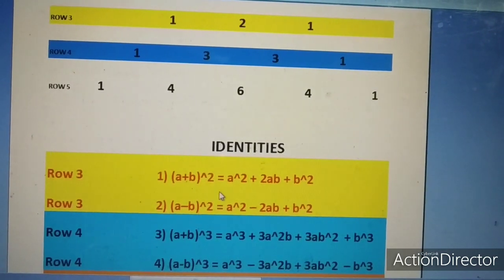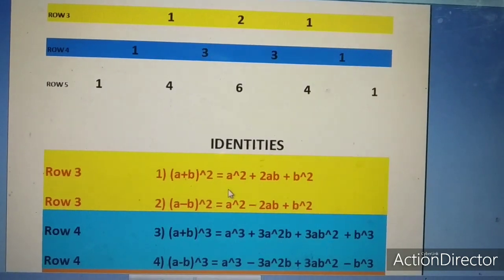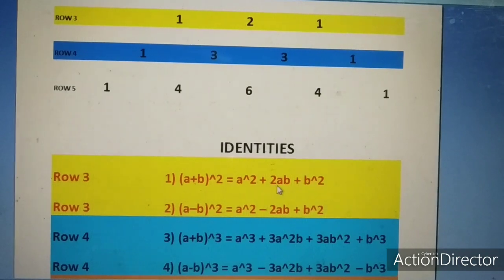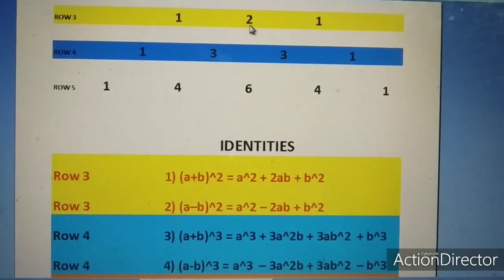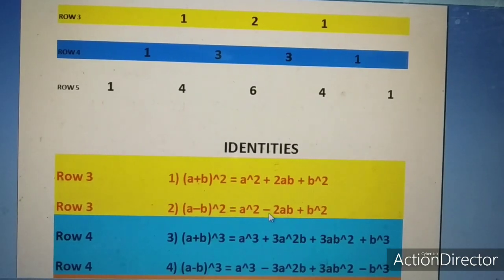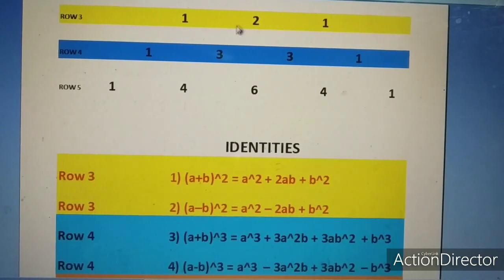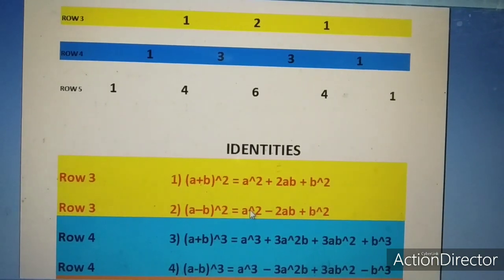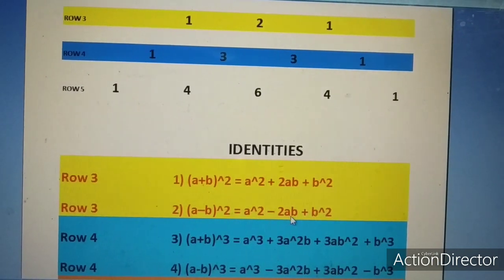(a + b) whole square is equal to a square plus 2ab plus b square. See the numbers over here, 1, 2, 1. Are you able to find the same numbers over here? 1, 2, 1. Second, here also (a - b) whole square also has 1, 2, 1, the same 1, 2, 1 over here. Regarding the signs, signs are always alternate. That is, if first is plus, second will be minus, third will be plus.